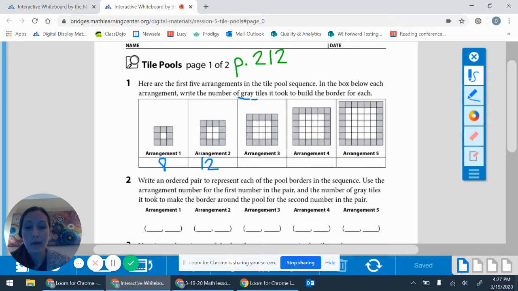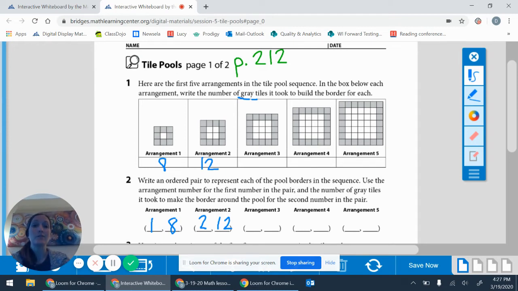Awesome. I'm going to jump down to question number 2, where we're writing the ordered pair to represent that information. So in each of our ordered pairs, our first number is that X number. In these ordered pairs, that's our arrangement number. And then the second number is our Y. And in these pairs, it's the gray tiles, or those borders. So for arrangement number 1, my ordered pair is 1, and then that Y value is an 8 because that's how many gray tiles there were. For arrangement number 2, our X value is 2, and our Y value is 12 for those 12 gray tiles.